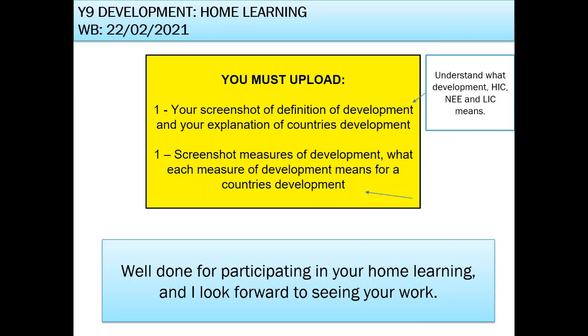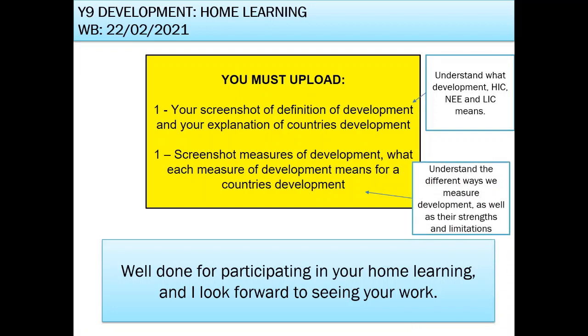We're then going to ask you to upload your measures of development, so what each measurement for development means, and if you did the master task of your positives and negatives or your strengths and weaknesses of each measure of development. And again, that just links to our last learning objective, which was understanding the ways to measure development as well as their strengths and limitations. Okay, so once you've uploaded those pieces of work, you have finished today's lesson.